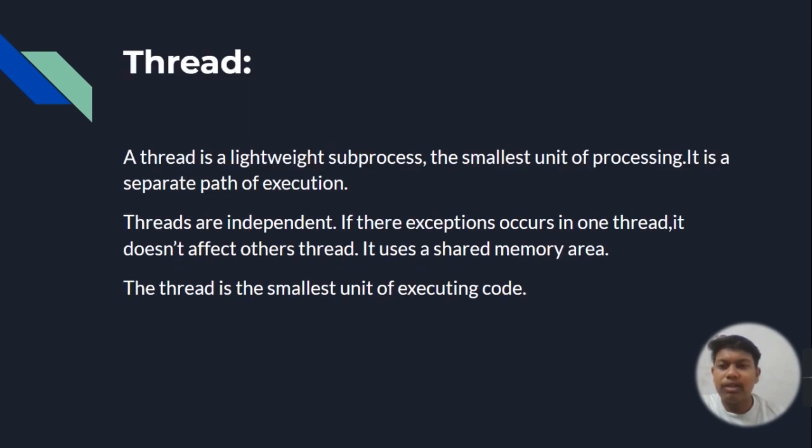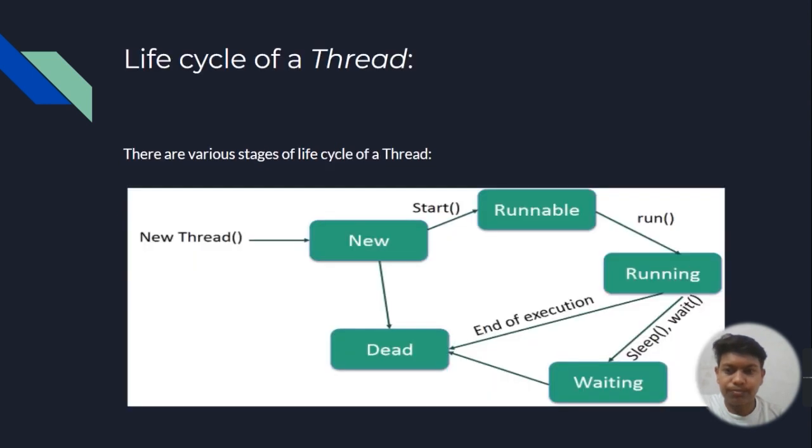Another topic is thread. A thread is a lightweight subprocess, the smallest unit of processing. It is a separate path of execution. Threads are independent. If an exception occurs in one thread, it doesn't affect other threads. It uses a shared memory area. The thread is the smallest unit of executing code.